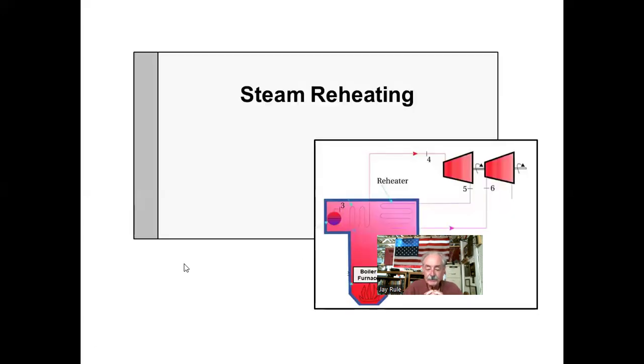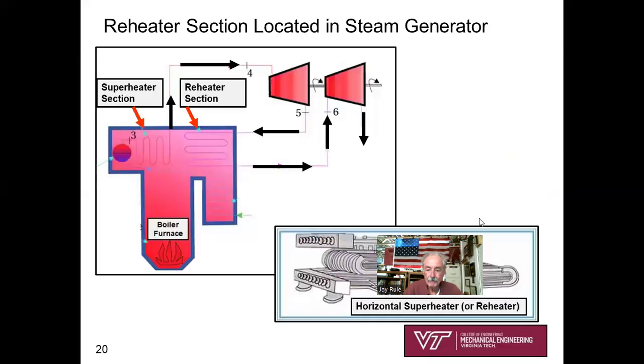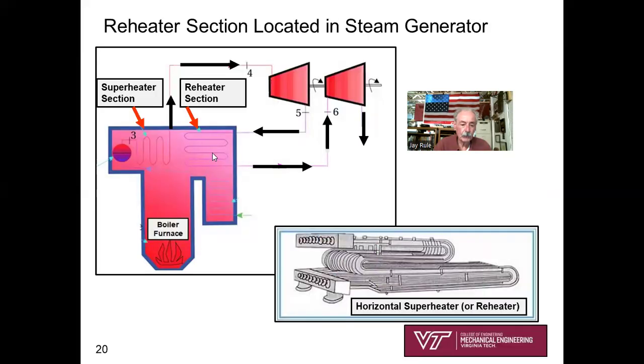Okay, that covers regeneration. I want to give you a quick look at reheating of the steam. This is a classic look at the way steam is reheated after it goes through the first, early stages, let's say through the high pressure section of a steam turbine. You're coming in as superheated vapor, and you're going to be leaving probably as superheated vapor, but at a lower temperature.